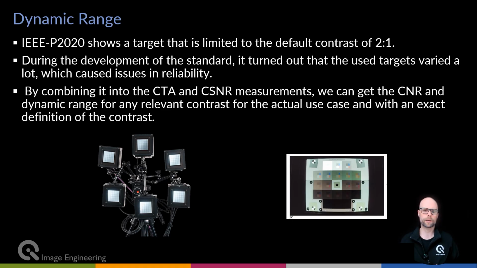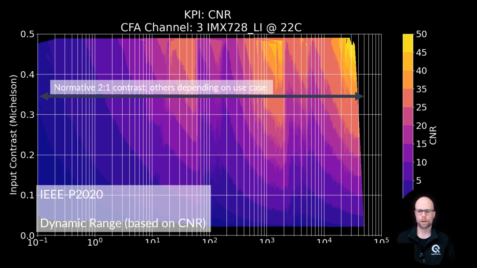And with the data that we get for CTA and CSNR measurement, what I just talked about as contrast performance indicators, we can also calculate the CNR. And with that, you can get the CNR not only for the 2:1 contrast, but also for any contrast. And that is a big benefit, so that you can calculate your dynamic range flexibly for different contrast, but it is compliant with the standard.